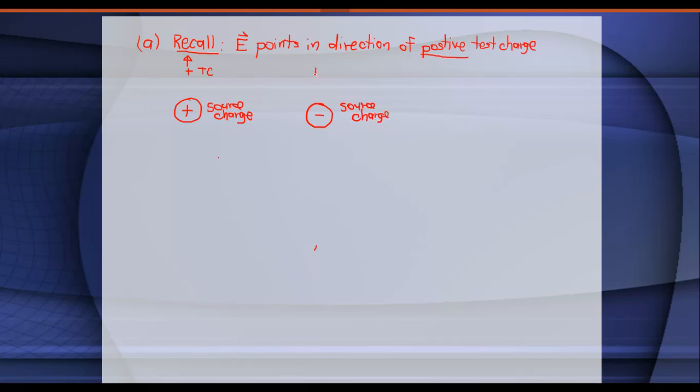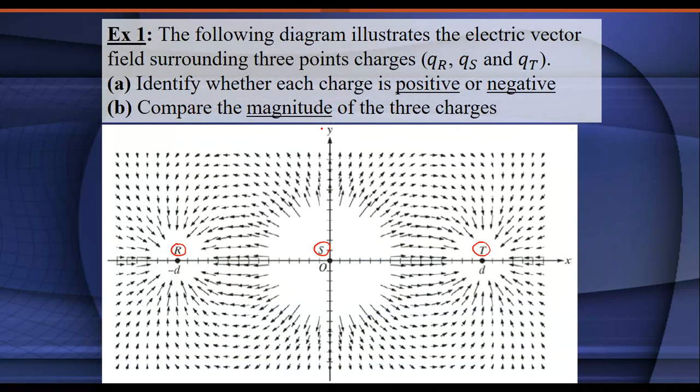you put a positive test charge in that vicinity, a positive test charge would want to attract towards that source charge. Therefore, if an electric field line is directed towards a source charge, the source charge must be negative. Okay, so let's go back to our picture and try to figure this out.